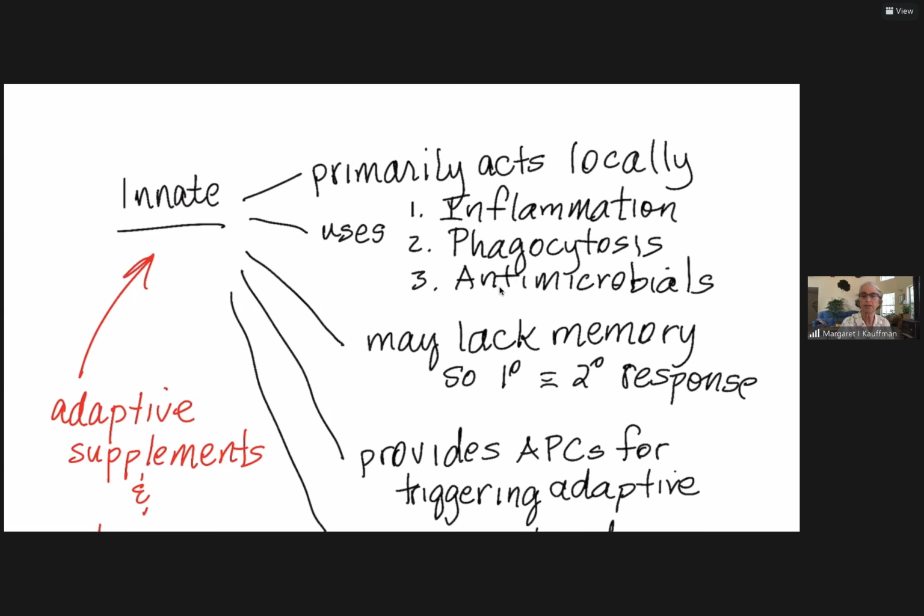Finally, there are antimicrobials, and some of those are released by phagocytes, some of them are in your body secretions, and some of them are released in your plasma and activated during an immune response. So we talked about the rest of these. They lack memory, or at least not to the degree of the memory you see in the adaptive. And they provide antigen-presenting cells so they can trigger the adaptive.